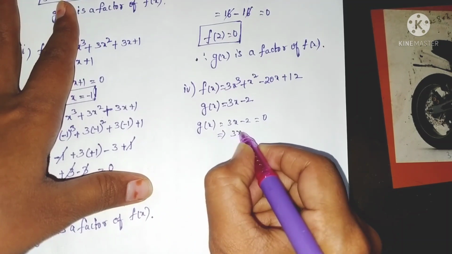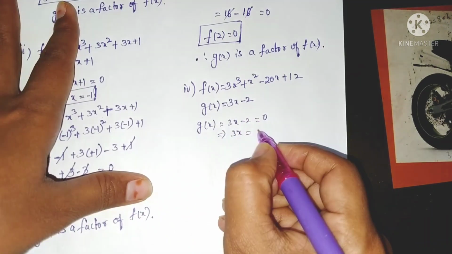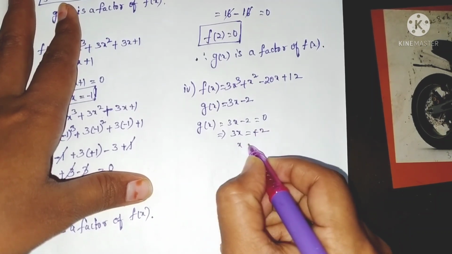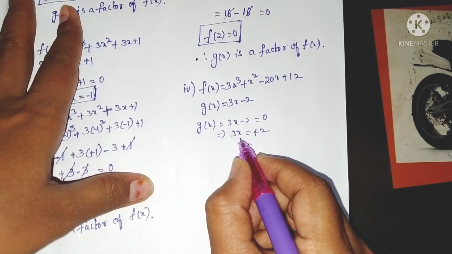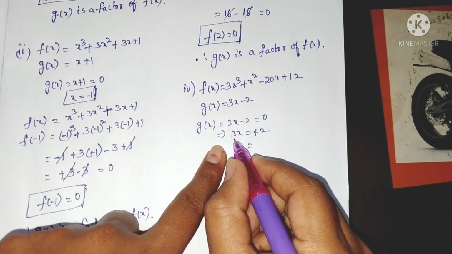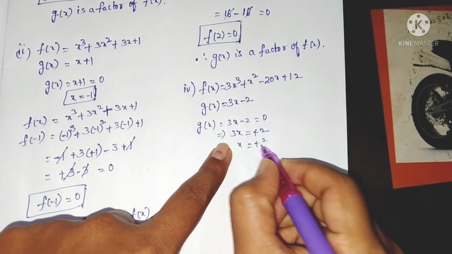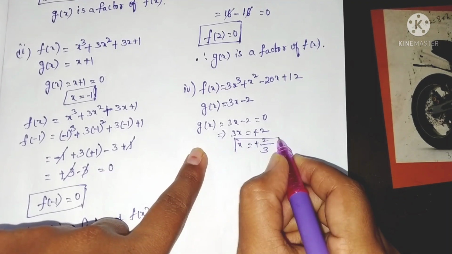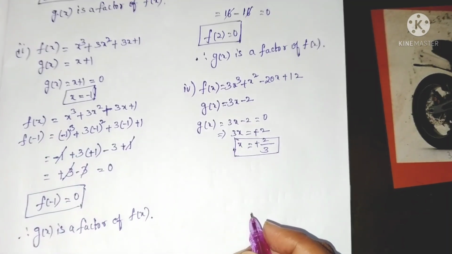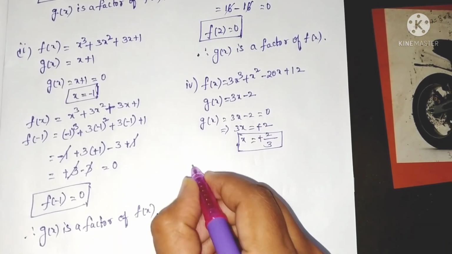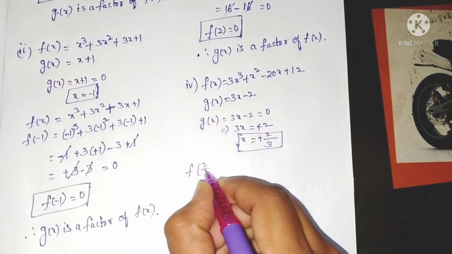Then 3x is equal to minus, if we transpose to RHS it will be plus 2. 3x means 3 into x. So if we transpose this 3 it will come under division. So x value will be plus 2 by 3. Right. Now in the place of x we have to write 2 by 3.